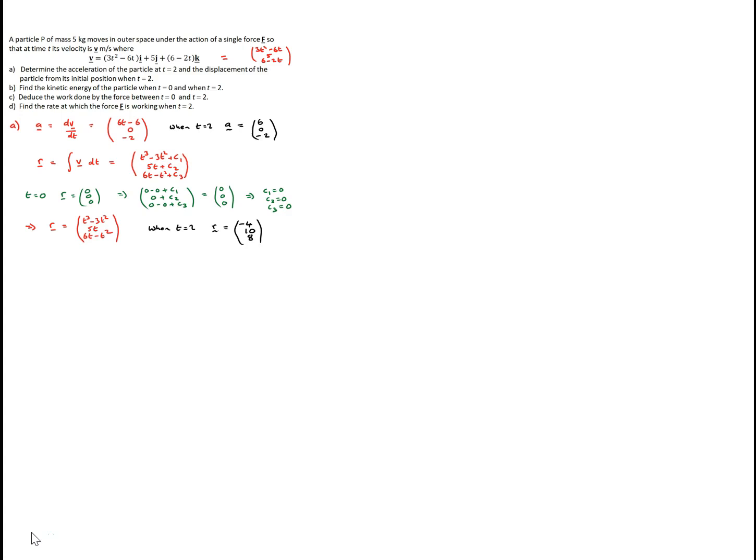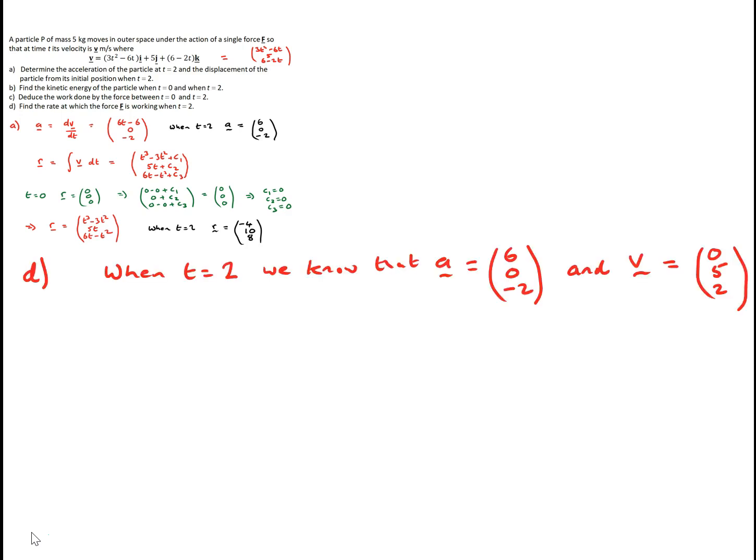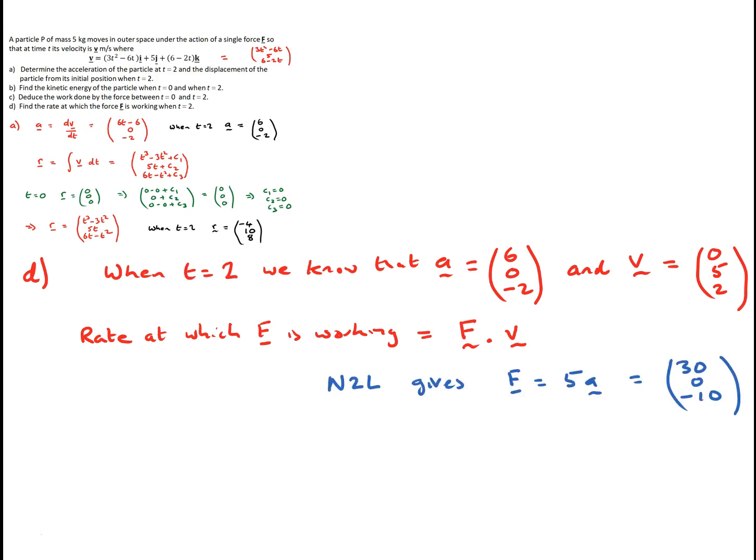Finally, we've got to find the rate at which the force F is working when t equals 2. Now, when t equals 2, we already know that the acceleration is (6, 0, minus 2), and the velocity at t equals 2 is (0, 5, 2). We're being asked to find the rate at which the force F is working when t equals 2, and the rate of doing work is exactly the power, which is F dot v. But at the moment we don't know what the value of F is. But Newton's second law will tell us that straight away.